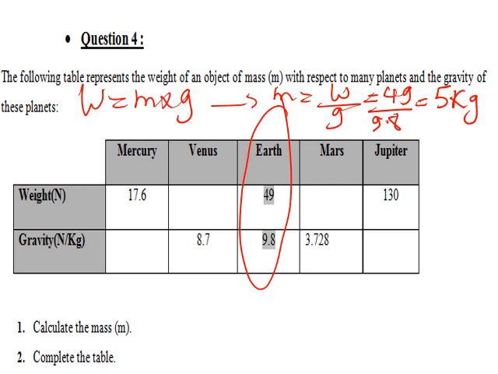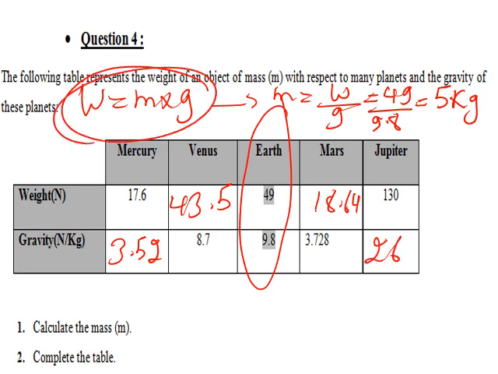By this formula, you can calculate this. The same, W equals m times g. Here we have weight and we have mass. You can calculate gravity. It's going to be 3.52. Here it's 43.5. Here it's 18.64, and here it's 26. This is an easy question. You can only apply this formula. You have to know it. W equals m times g.